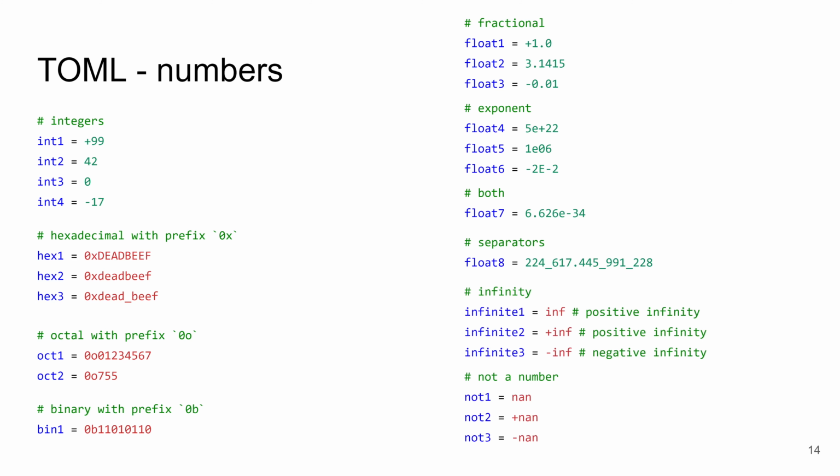And then there is support for infinities, so positive and negative infinity, and a special not a number, which basically results from some errors in mathematics, such as division by 0 and so on. Many programming languages actually accept not a number as a special value of their number data type. So there is support for that in TOML.